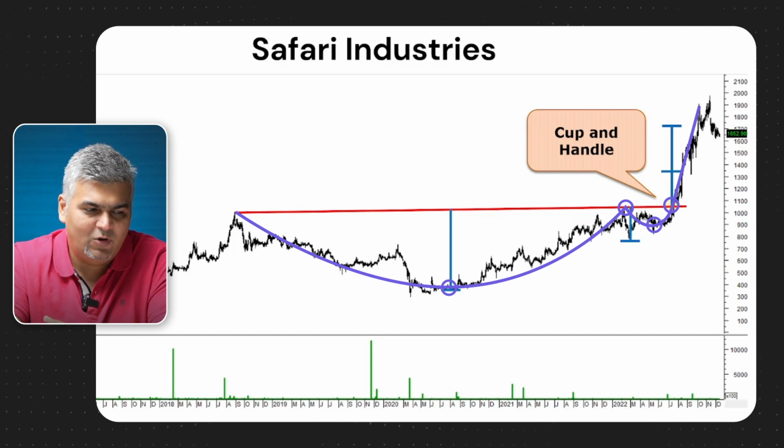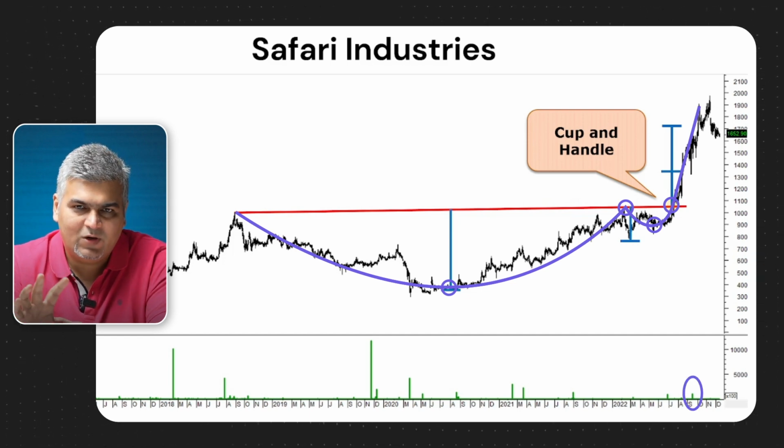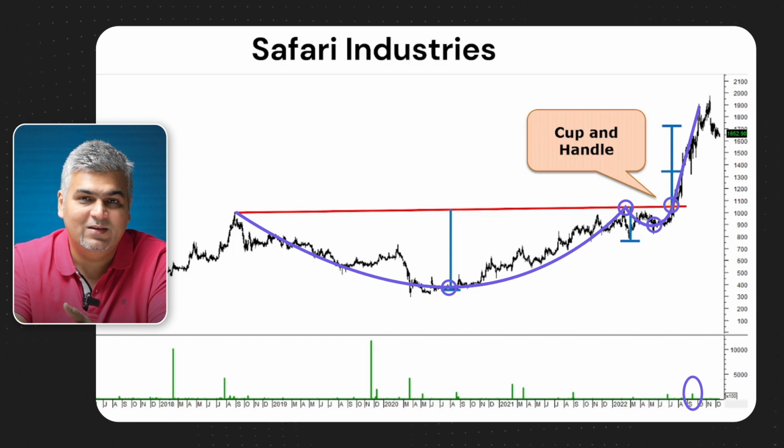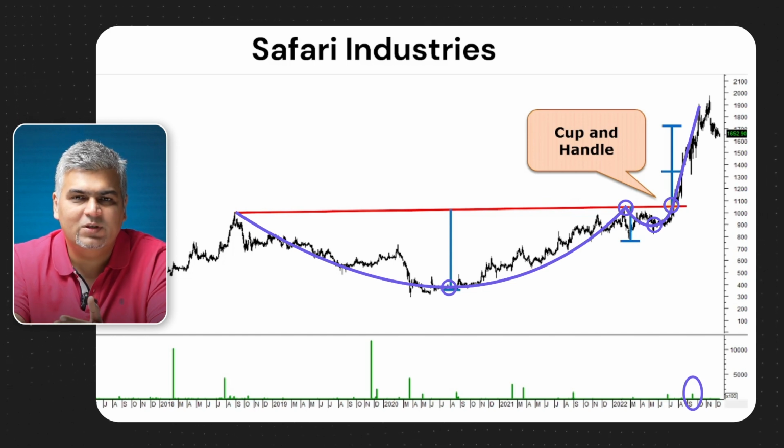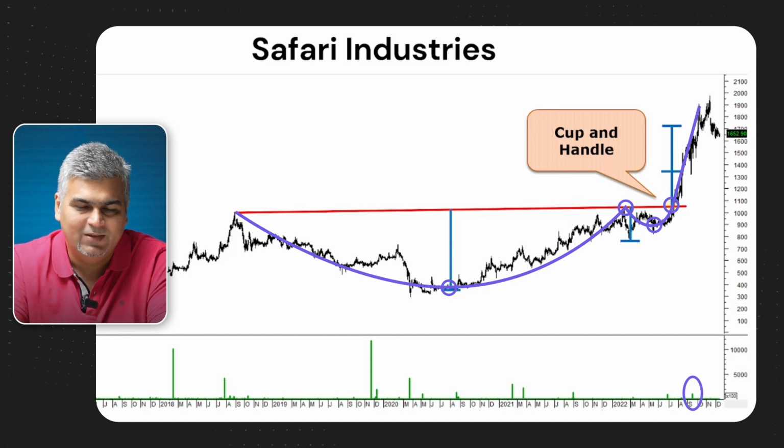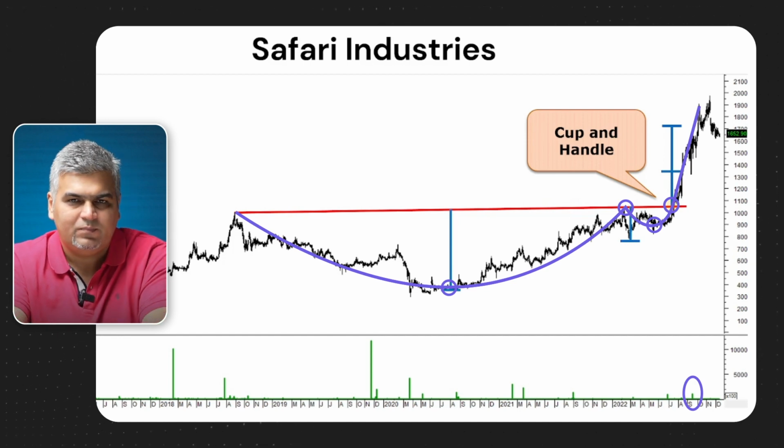And on the breakout, you'll also see volumes here. So a classical cup and handle formation, how many years did it take? It was almost 3 to 4 years. The targets got done in less than 6 months, like I said, in that 30% time frame.